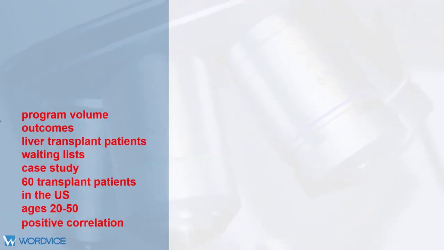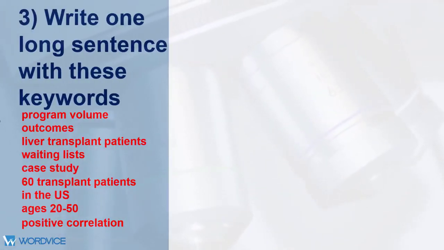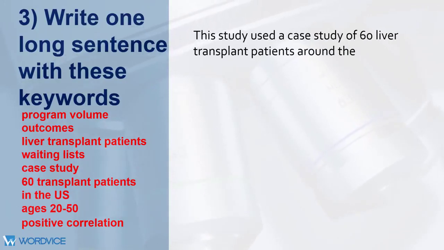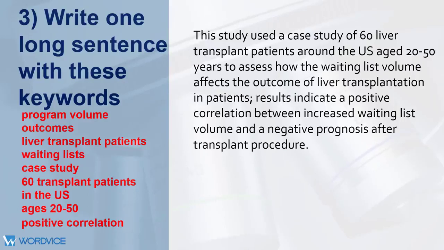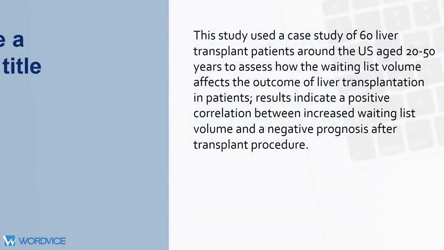Once you have identified and listed these keywords, use them to create one long sentence. This study used a case study of 60 liver transplant patients around the US, aged 20 to 50 years, to assess how the waiting list volume affects the outcome of liver transplantation in patients. Results indicate a positive correlation between increased waiting list volume and a negative prognosis after transplant procedure.